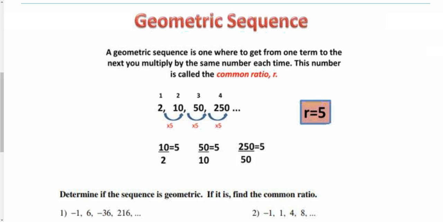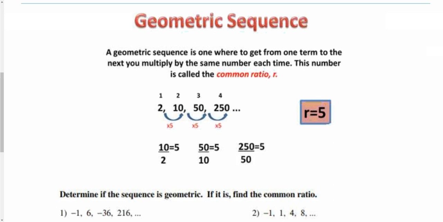Now, if you notice this geometric sequence, it goes from 2 to 10. If we're trying to check if it's arithmetic, we would say that's plus 8, right? But then it goes from 10 to 50. Now that's plus 40. So automatically it's not arithmetic. So the next thing we have to check is if it's geometric.